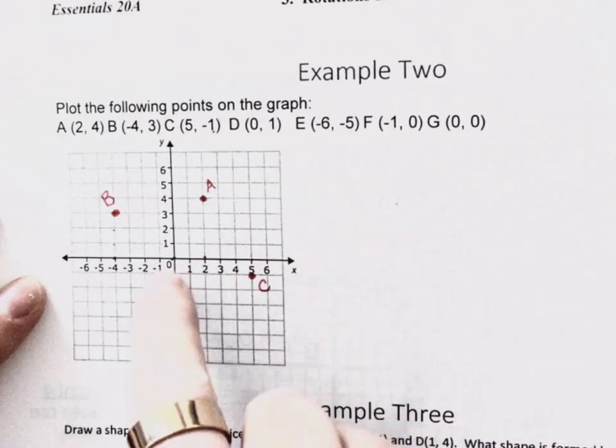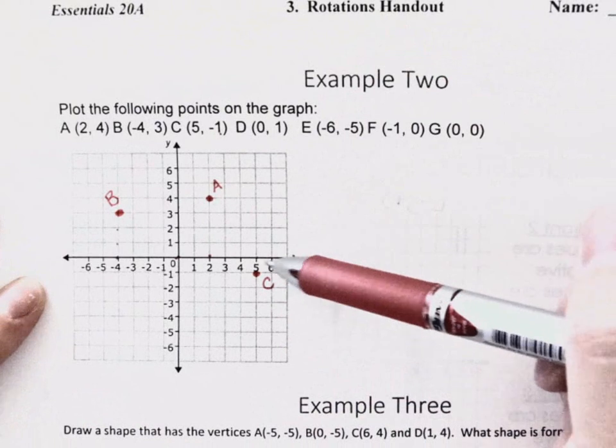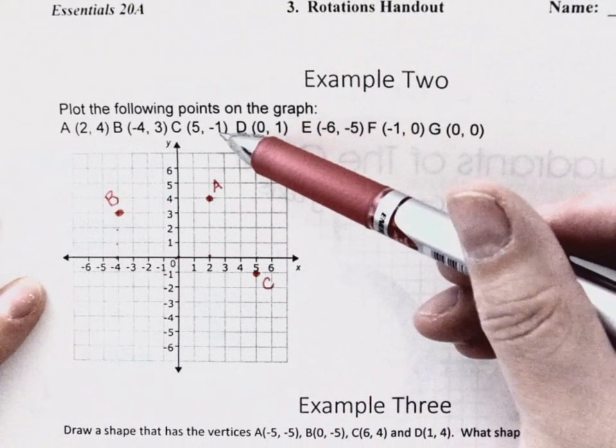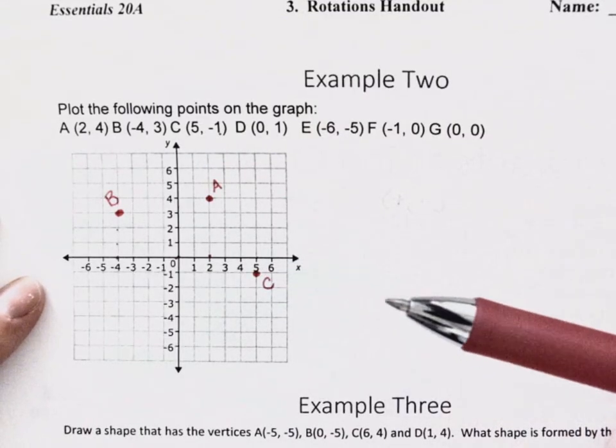I don't draw a point at 5 because I still have to go down that negative 1. So my point C is below the x-axis.